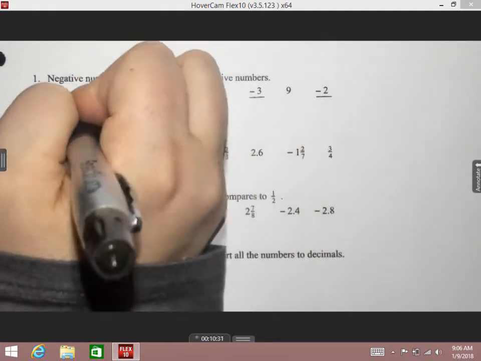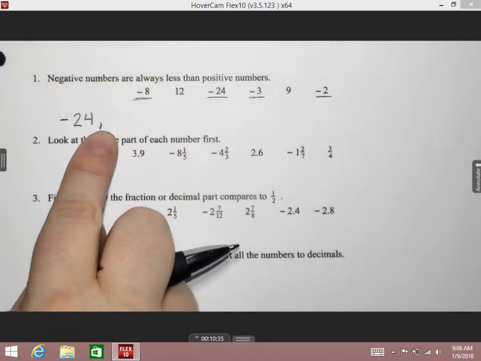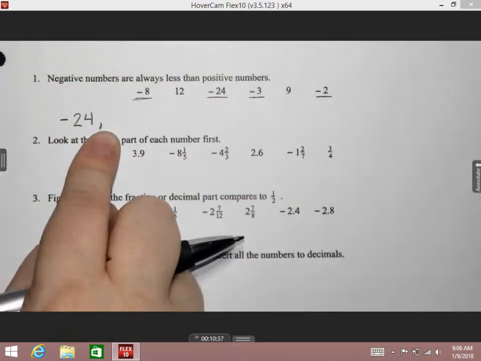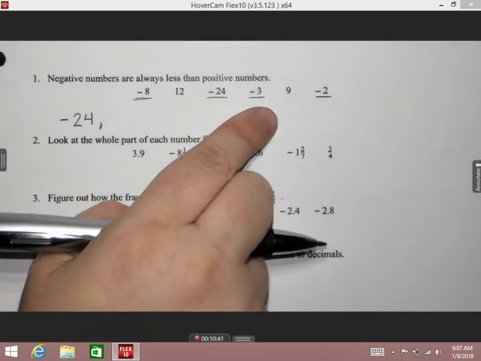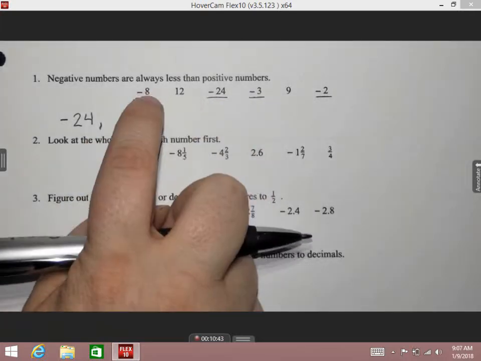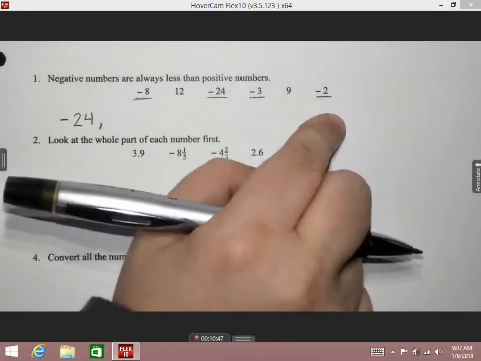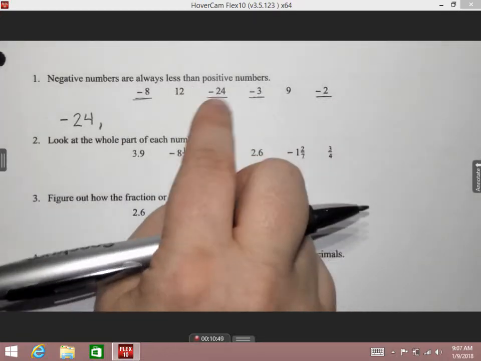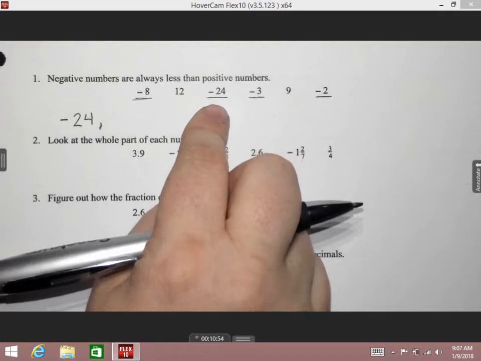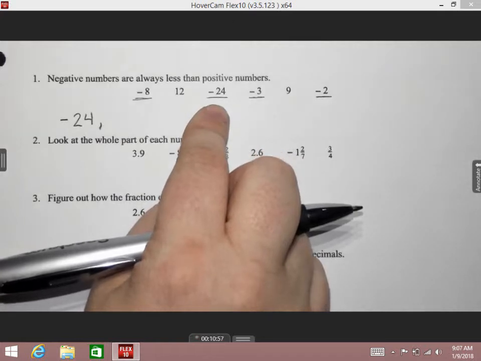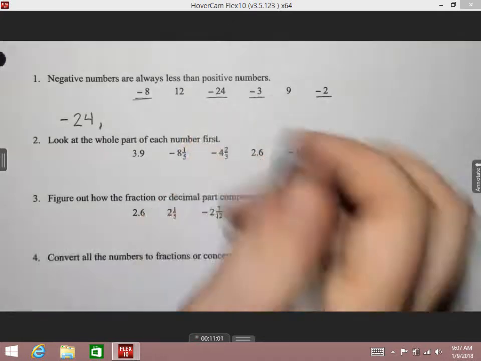Because remember, on our negatives, the furthest one from 0 is the furthest one from my positives, which means it's the smallest. Again, which one is closer to being better? 8 down votes, 24 down votes, 3 down votes, or 2 down votes? The worst one would be that 24 because it's the worst case. It's the furthest away from my positives. Okay? All right, so we did negative 24.